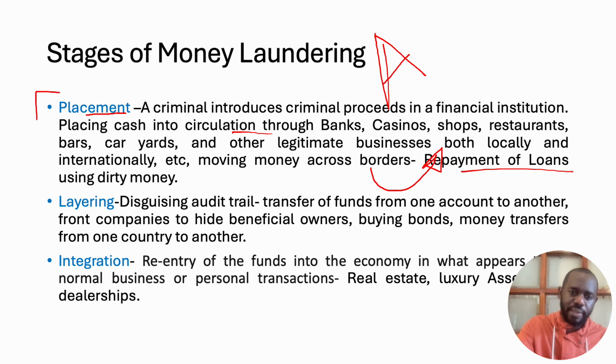The second stage of money laundering is called layering. Here, criminals are trying to disguise an audit trail. So what they're trying to do is distance themselves from the source of that illegally obtained money. So what they will do is transfer funds from one account to another. They will open up front companies.